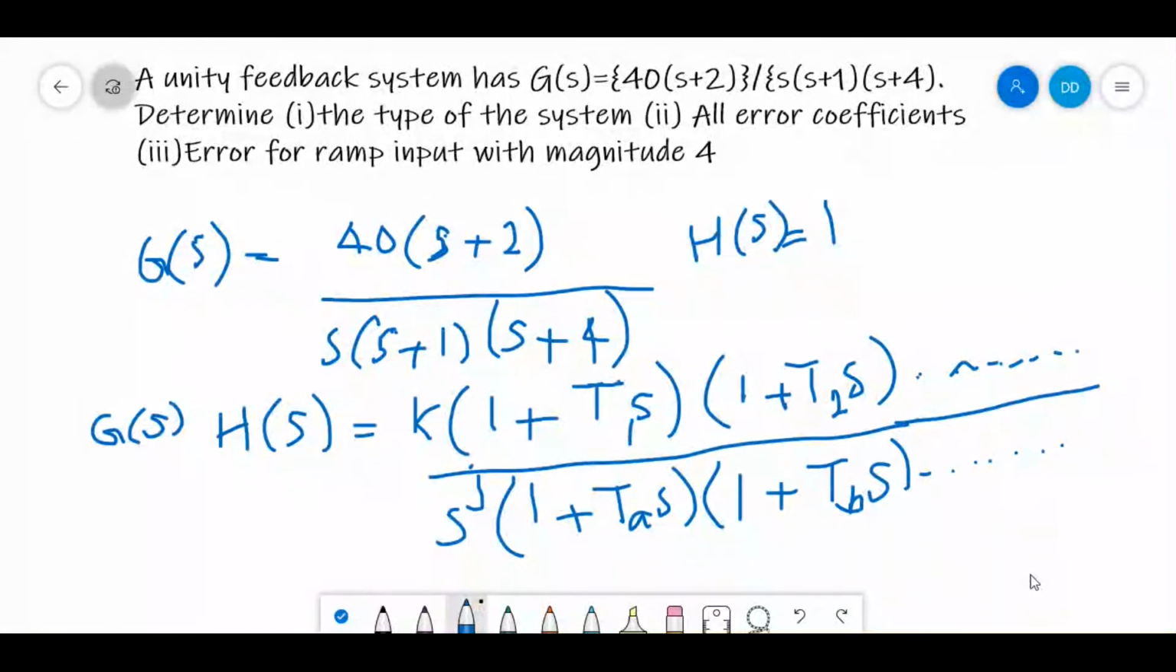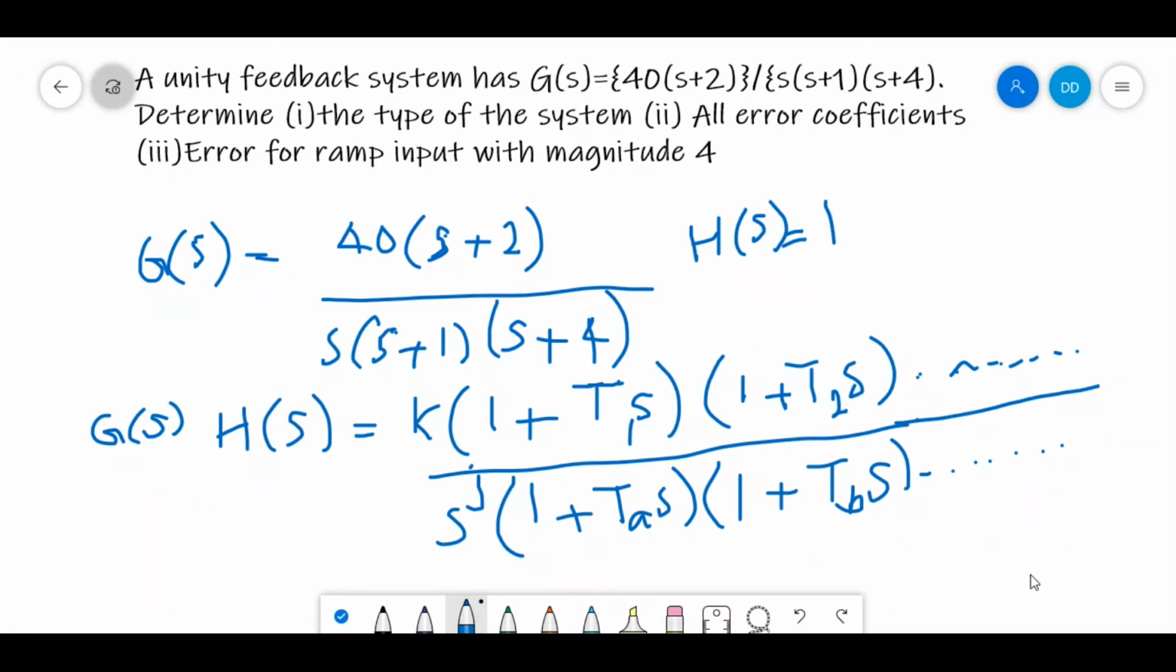So in today's video, we will see a few examples on steady state error. So we will take the first example. The question is, a unity feedback system has G of S equal to 40 into S plus 2 divided by S into S plus 1 into S plus 4. Determine the type of the system, all error coefficients, and third, the error for a ramp input with magnitude 4.